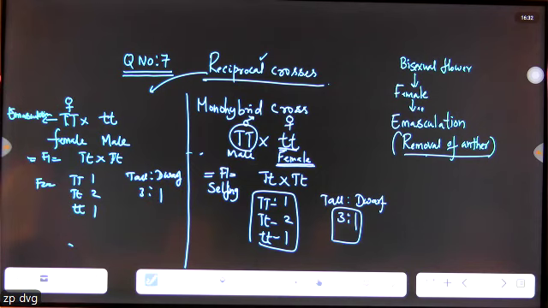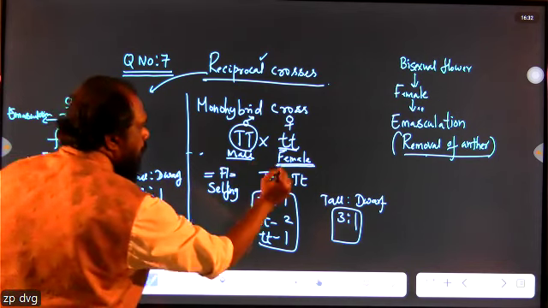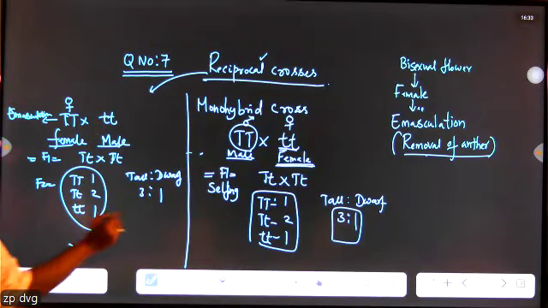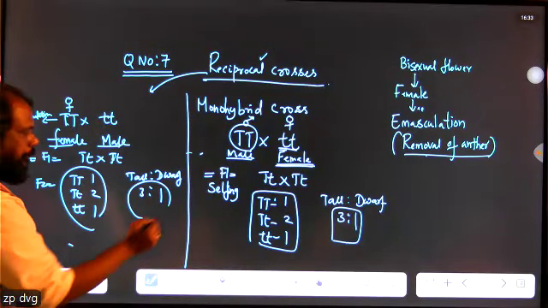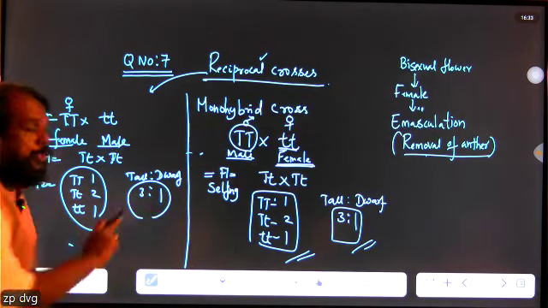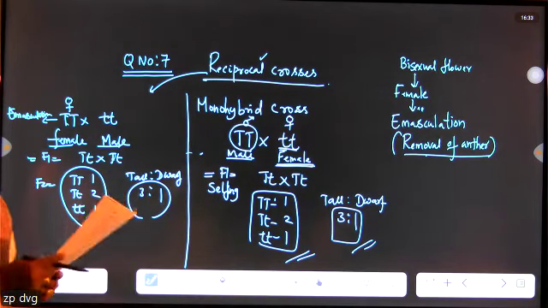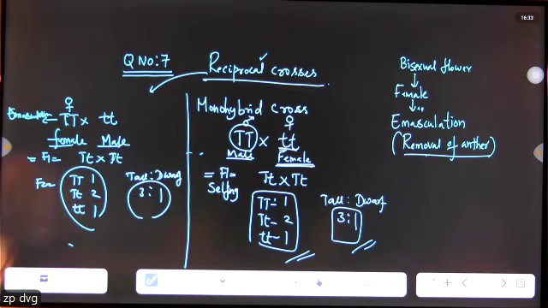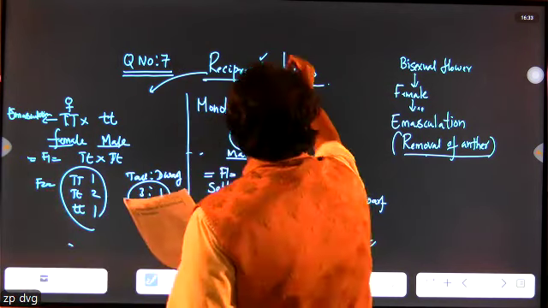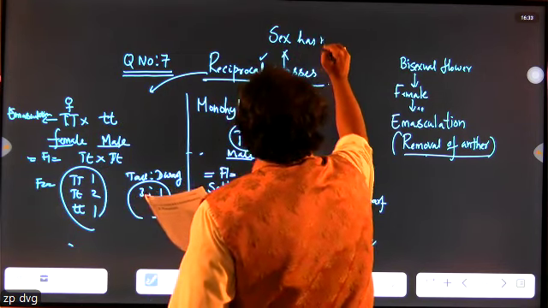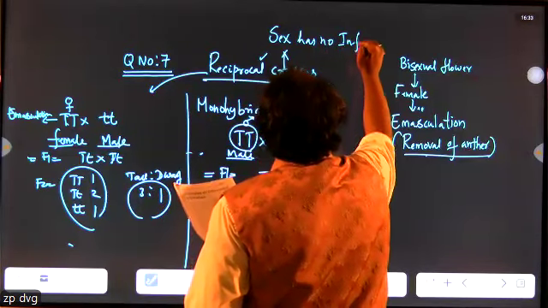So what did you understand here? Whether this is male and this is female, or the other way around, what will not change? The ratio will not change. That means in the reciprocal cross, the ratio will not change. That means the sex has no influence. That is the correct one. So in the reciprocal cross, what you should understand is that the sex has no influence.